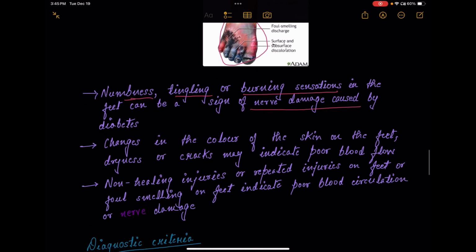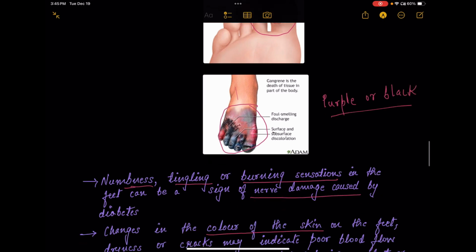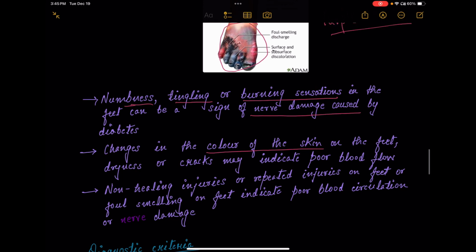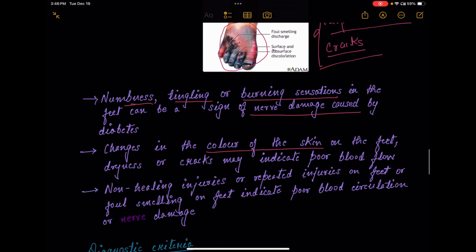And now there will be changes in the color of the skin. As you can see in these two pictures, the color of the skin is changing from the normal skin color to purplish black, purple or black color on the feet. And you can see the cracks on the feet, and these changes of color and the cracks show that there is poor blood supply to that particular area of the feet.